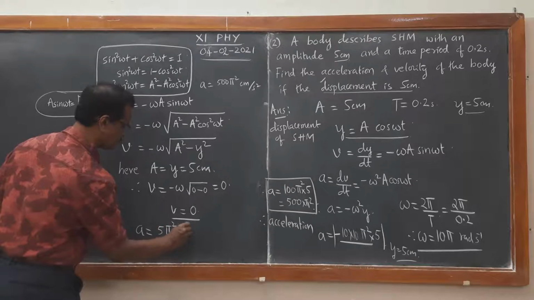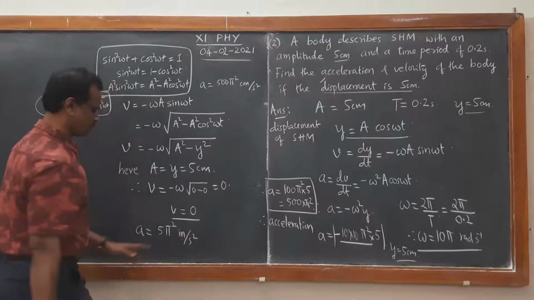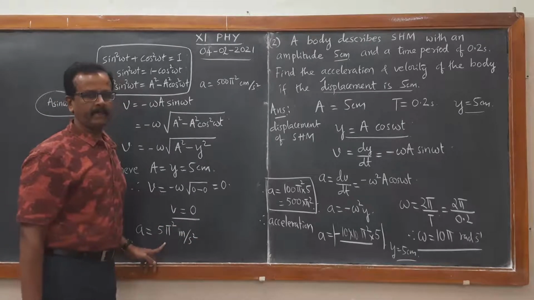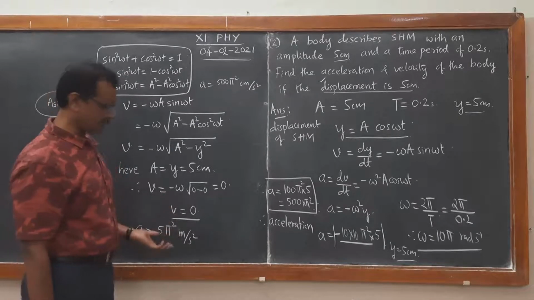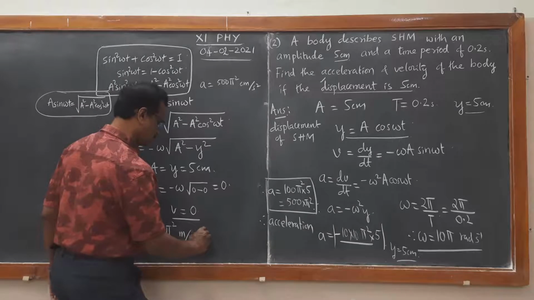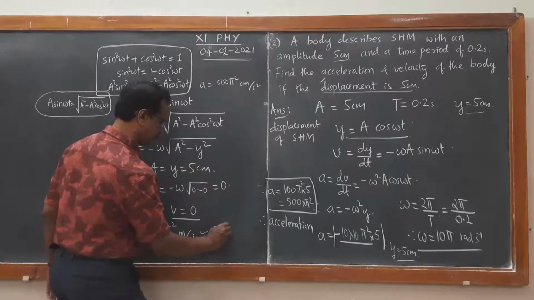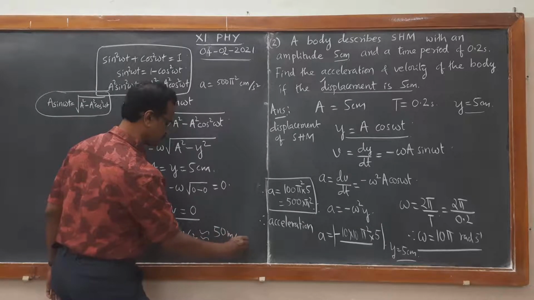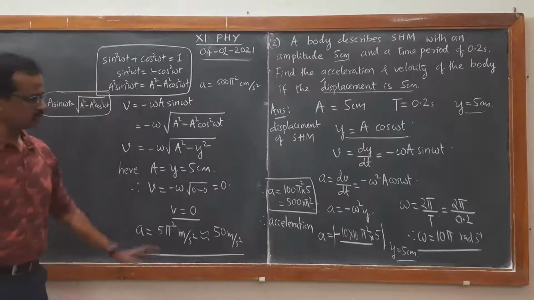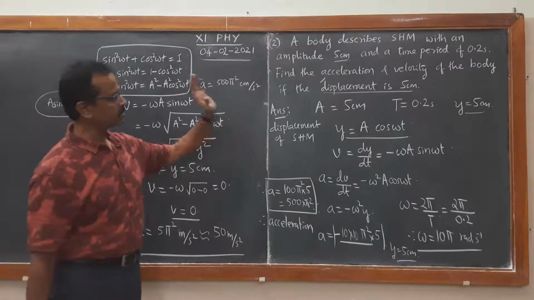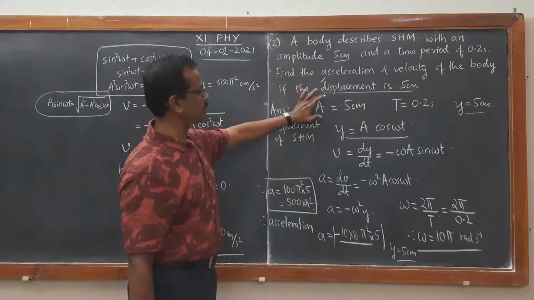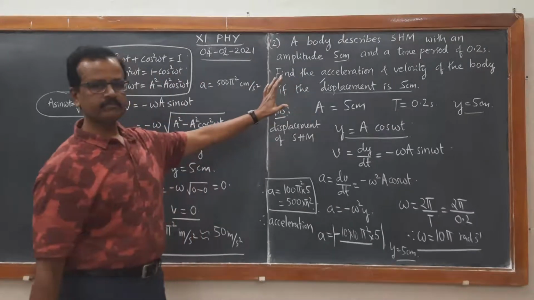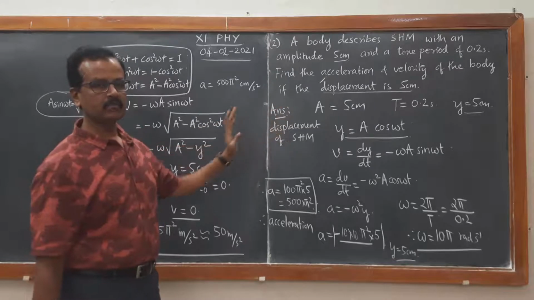5 pi square meter per second square. Pi square, if you take nearly 10, that is 3.142 into 3.142, the square of that is nearly 10, it comes out to be 10 pi's are 15 meter per second square. This is the acceleration. This is how one can find acceleration and velocity from the given condition of amplitude and displacement when an object describes simple harmonic motion.